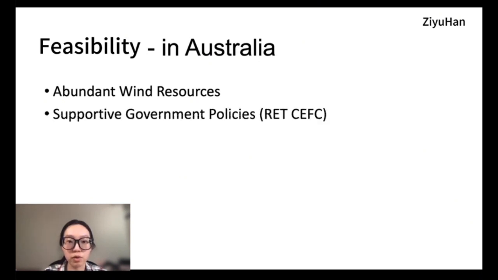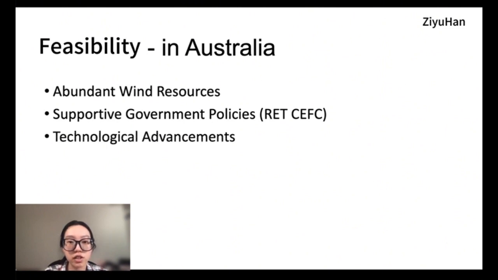Also, government support and incentives have played a very pivotal role in the growth of the wind industry in Australia. Initiatives such as the Renewable Energy Target and the Clean Energy Finance Corporation have provided financial incentives and regulatory frameworks that encourage investment in renewable energy projects. These policies have helped reduce the cost of wind energy production and make it more attractive to investors.